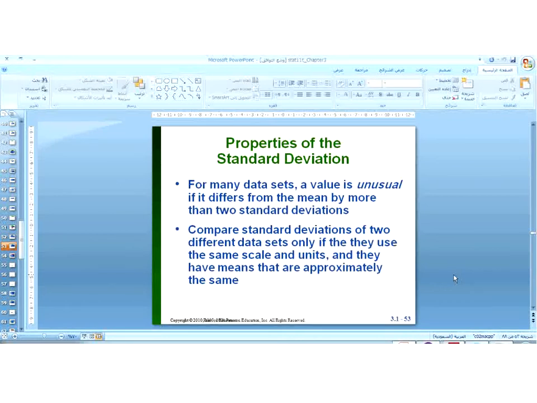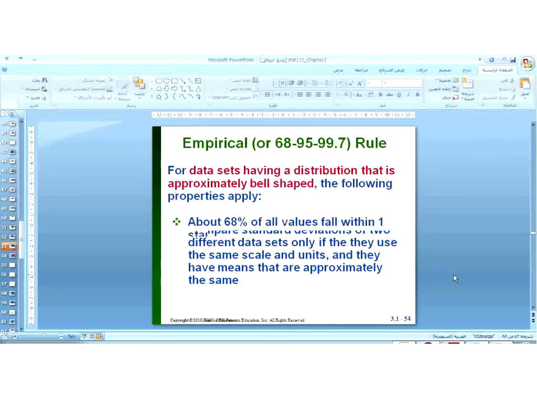For many data sets, a value is unusual if it differs from the mean by more than 2 standard deviations, which is the same as we said two slides ago. Compare standard deviations of two different sets only if they use the same scale and units and they have means that are approximately the same.